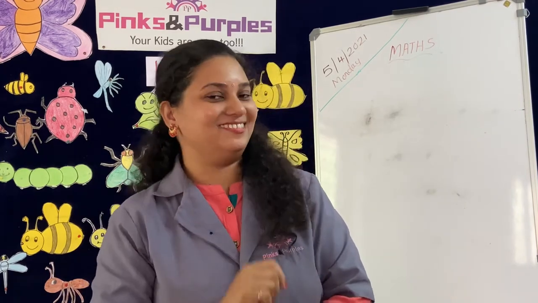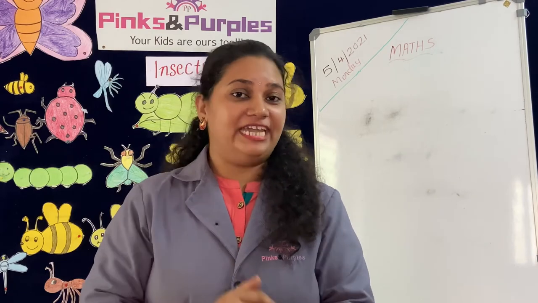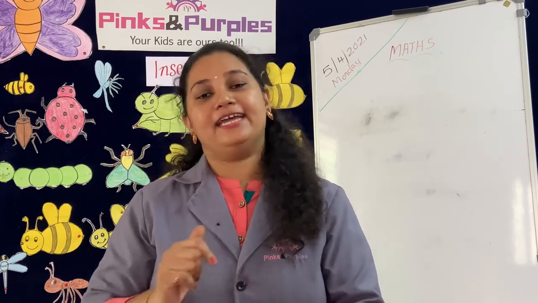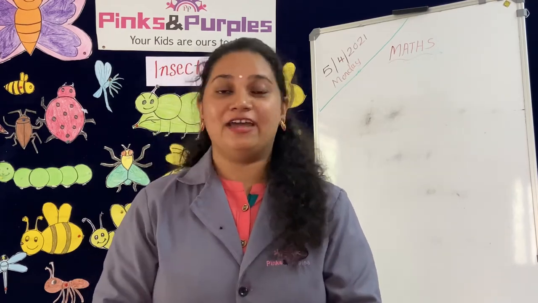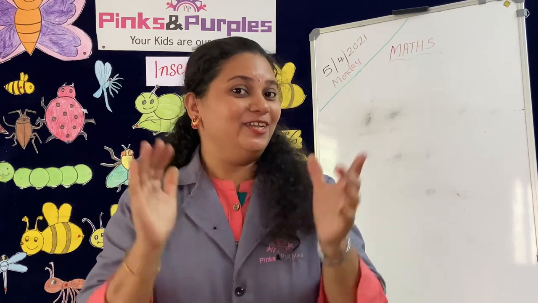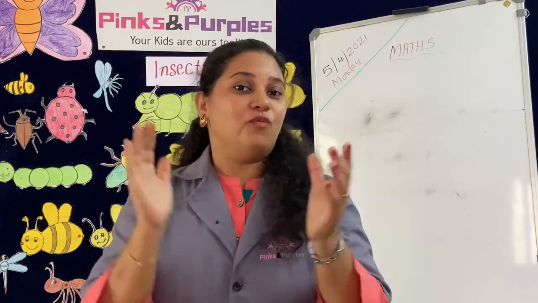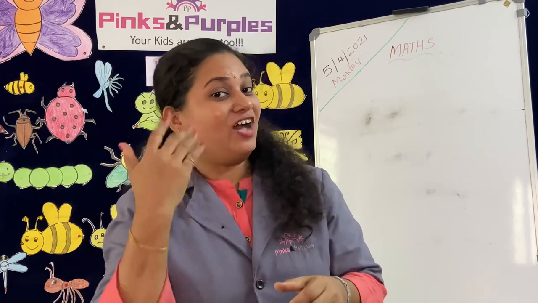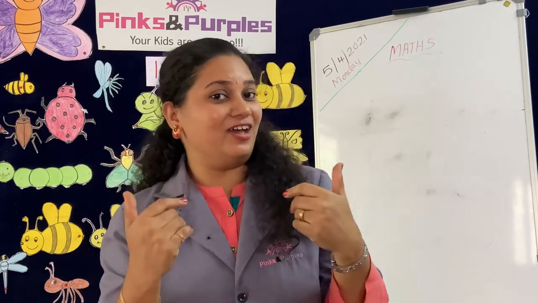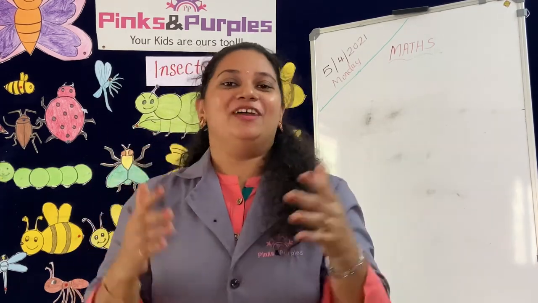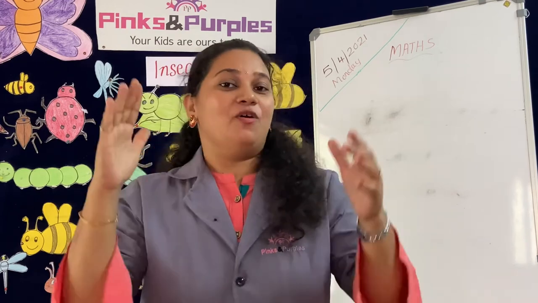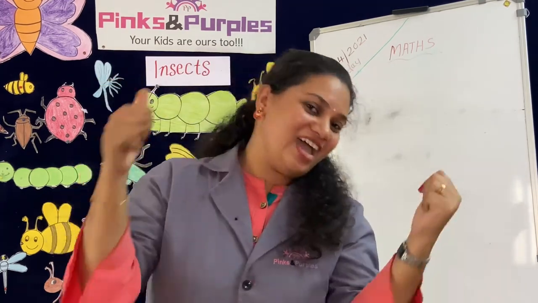Okay. The bell has rung. Yes. Then today we will learn action words. You have already learned action words. Yes. How to clap? 1, 2, 3, 4. Once more. 1, 2, 3, 4. Yes, very good. One more, faster. 1, 2, 3, 4. Yes, very good.